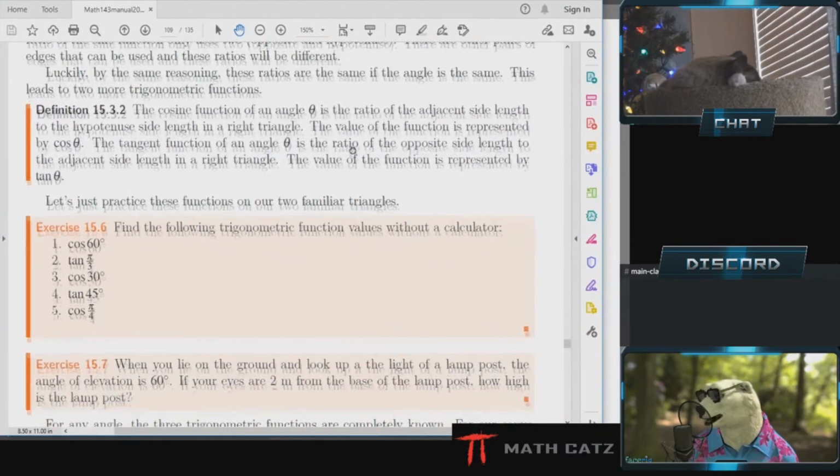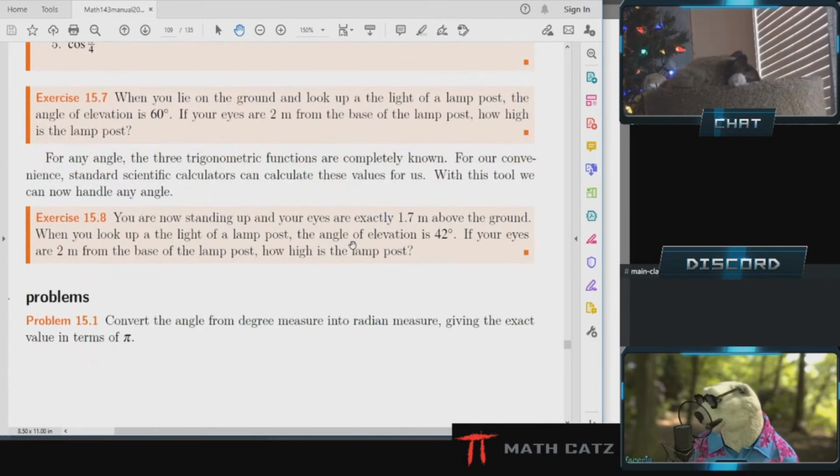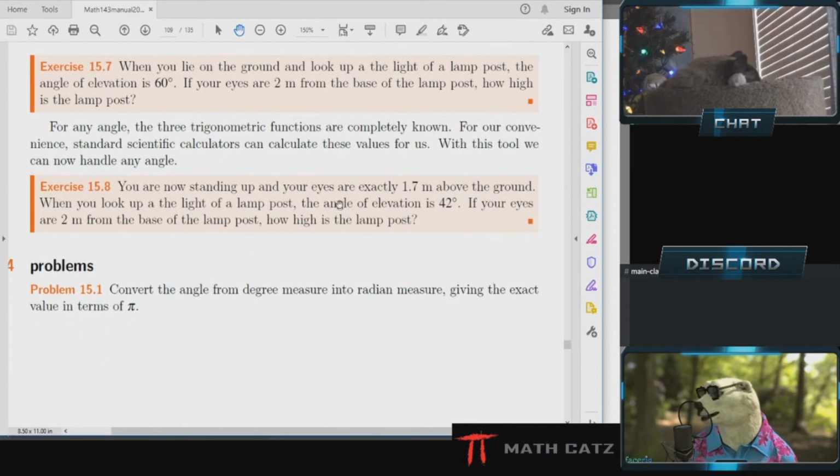It's not a long day, but it is an important day to wrap things up in a satisfying way, to see where these trigonometric functions come up at all. Exercise 15.7. Again, I'll just read it once, and then we'll go through it and explain it by way of a diagram.